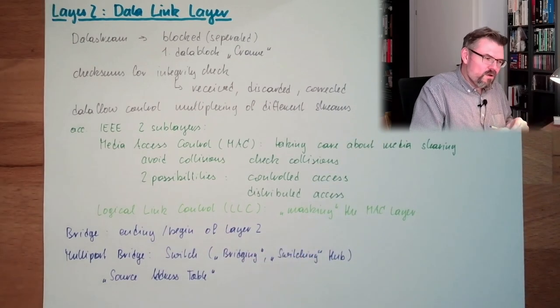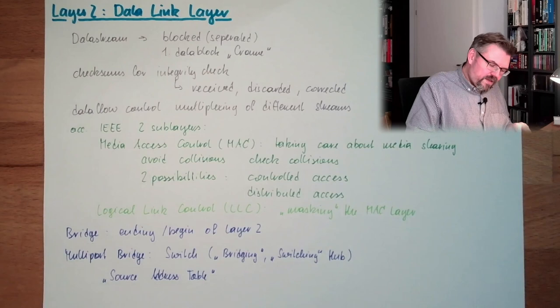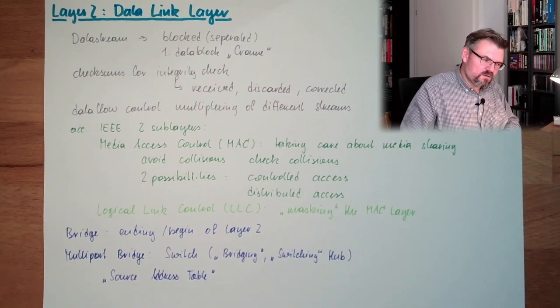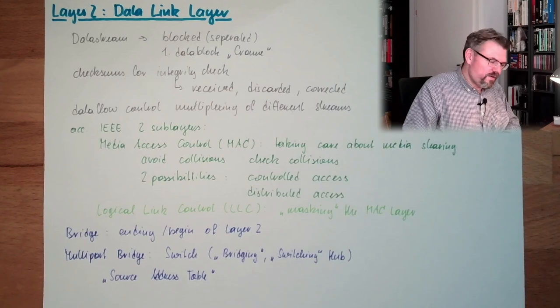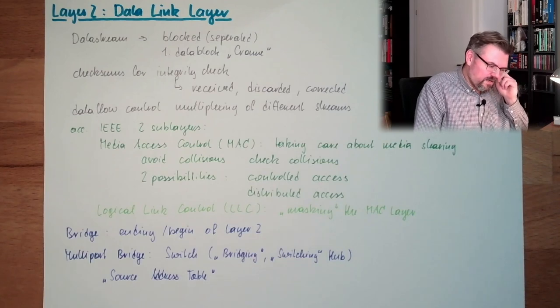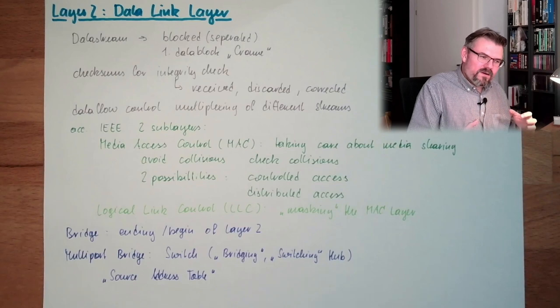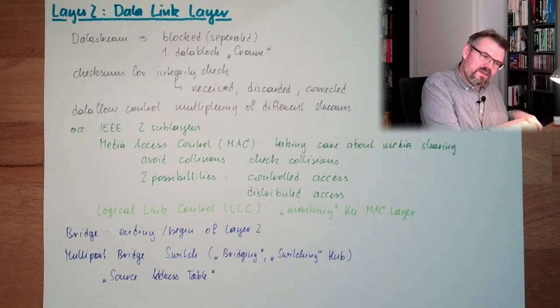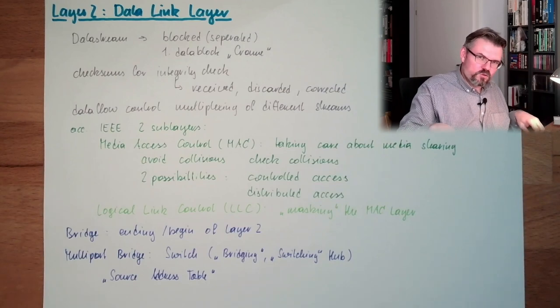This is the table where it is stored. This MAC address is this port. This MAC address is this port. This MAC address is this port. This is for transparent bridges or hubs. There are also source routing hubs or source routing bridges where somehow it's implemented in the datagram which way it should take.